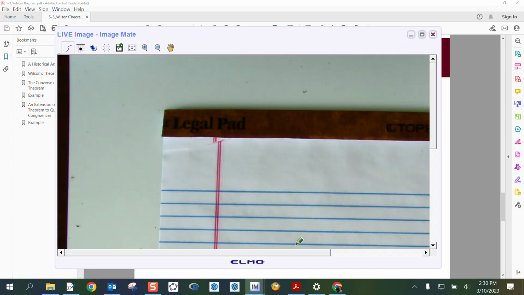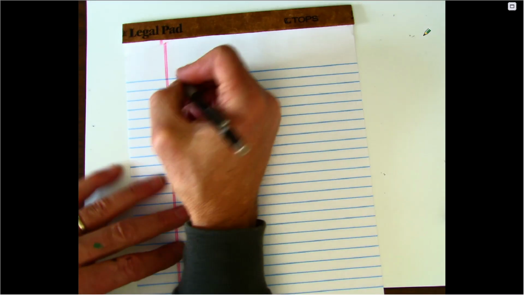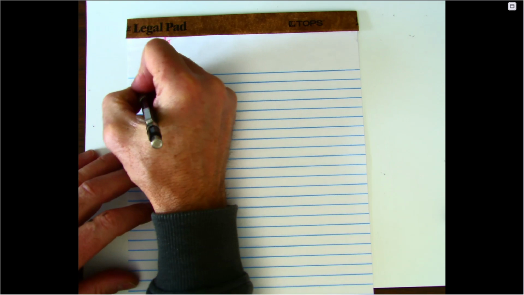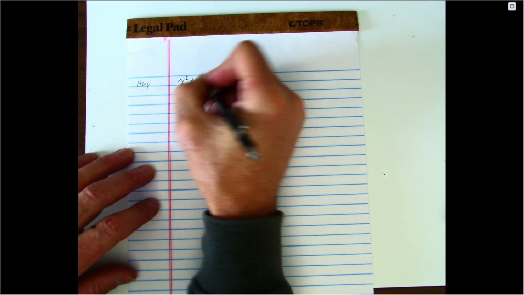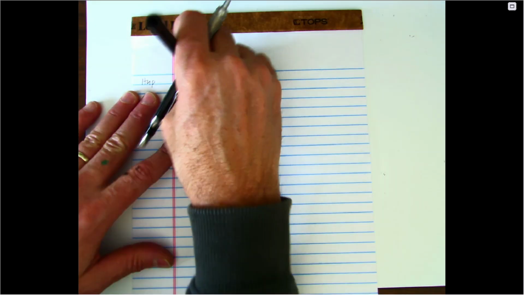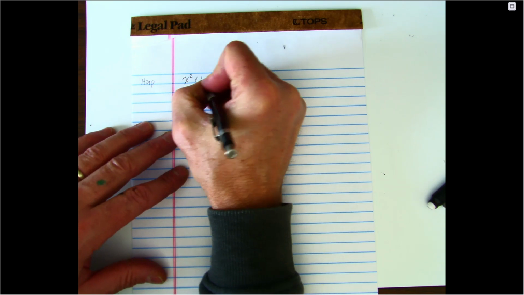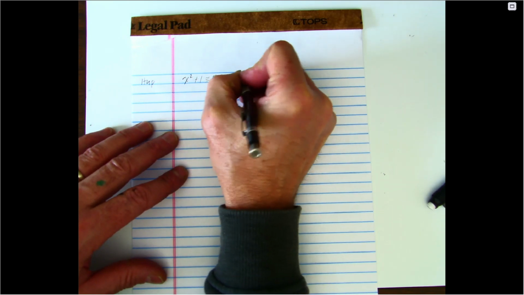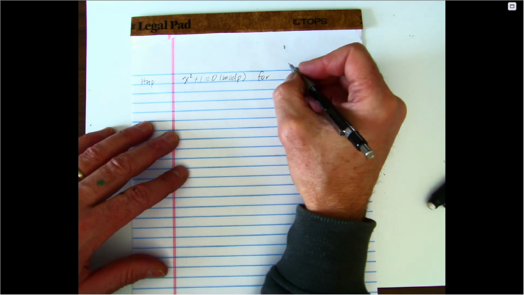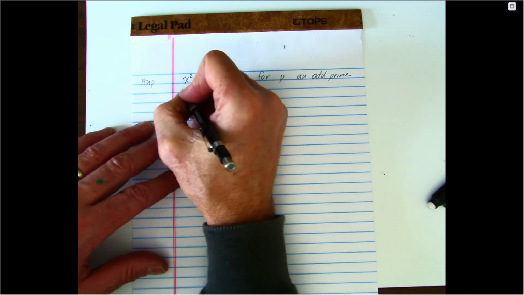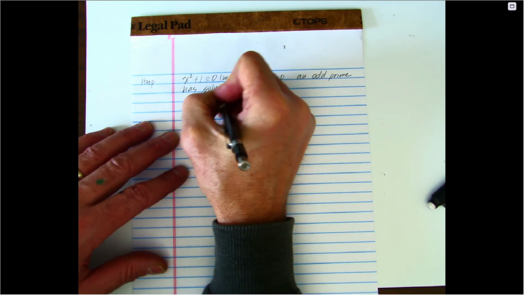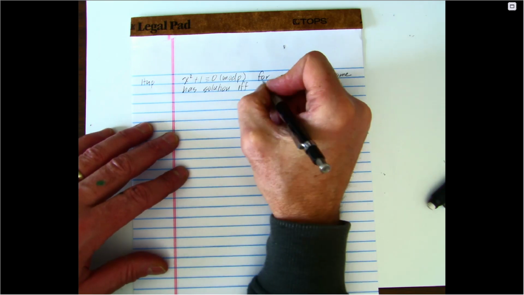Okay, so I'm switching over to my Elmo cam here, and let's start by writing the hypothesis down. x squared plus 1 congruent to 0 mod p, for p an odd prime, has a solution if and only if p congruent to 1 mod 4.